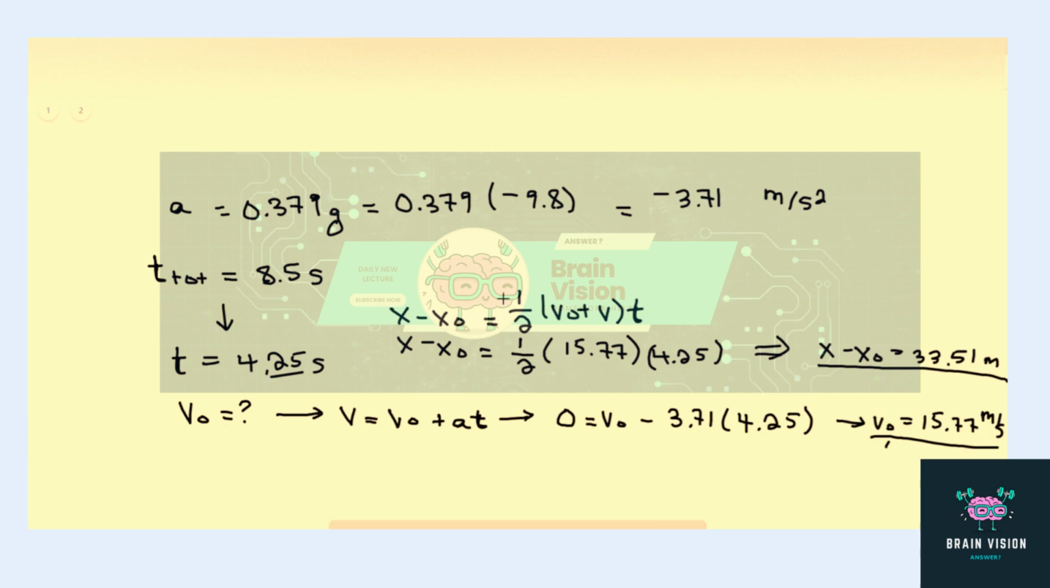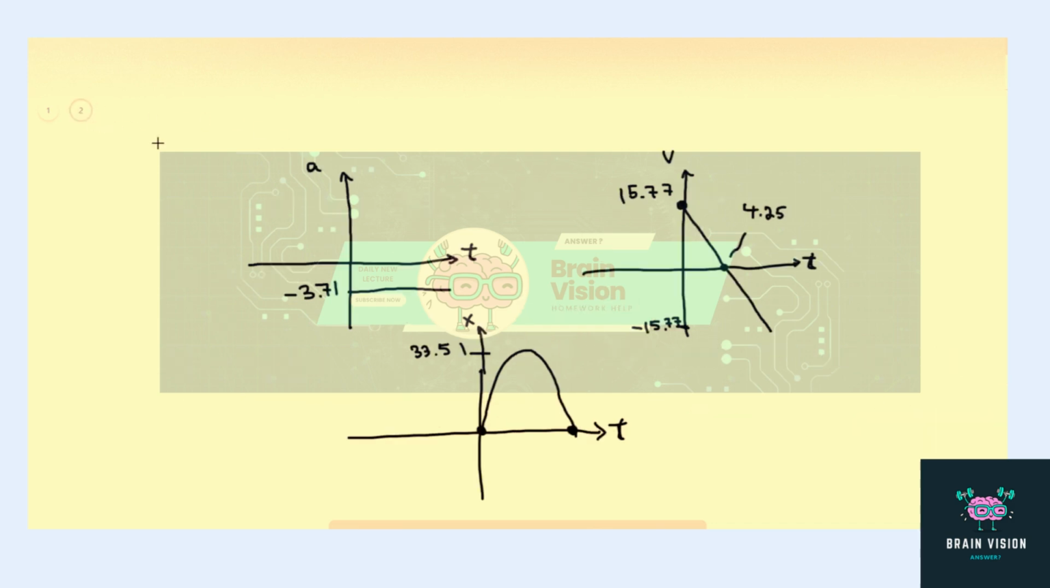Now that we know what v naught is, we can use this kinematic equation to determine what the distance traveled on the ascent is. So we get x minus x naught is equal to 1/2. Since v is 0 at the top, this is equal to 0. So we just have v naught, which is 15.77, and then t is still 4.25. This gives a value of x minus x naught is equal to 33.51 meters. And so I believe this is the answer to part A, and this is the answer to part B, but we still need to graph.